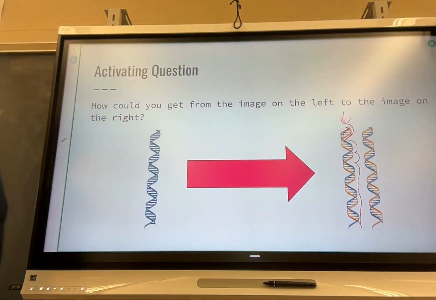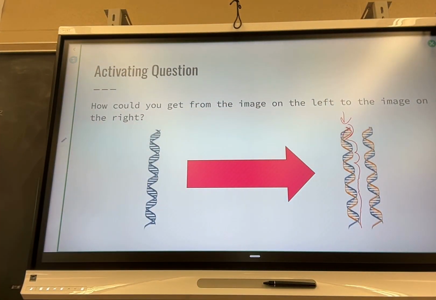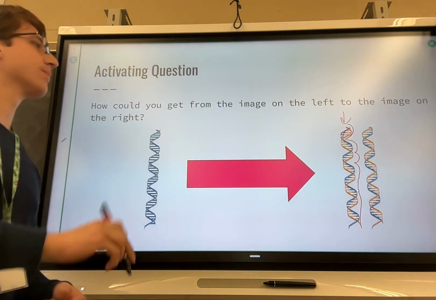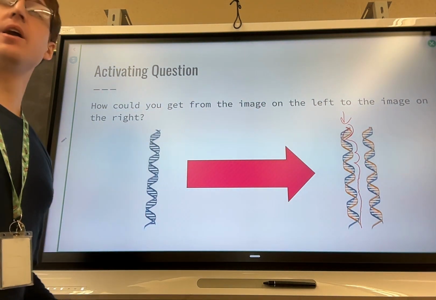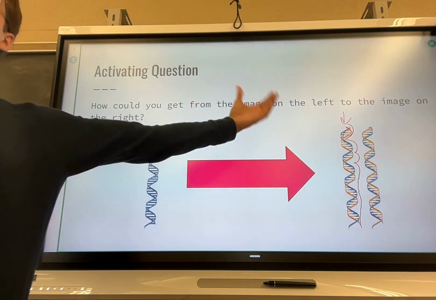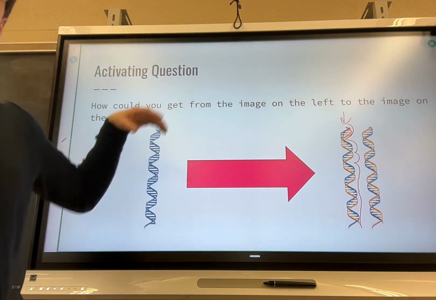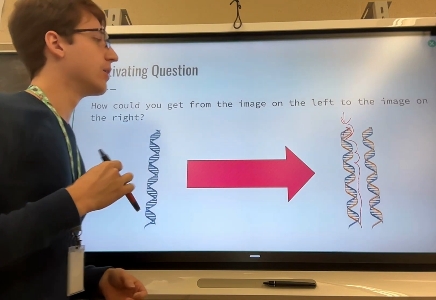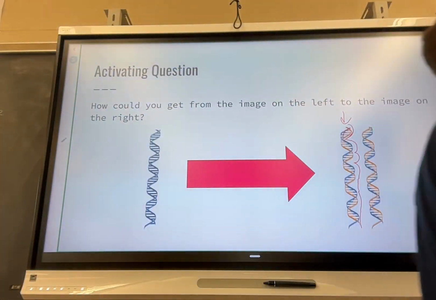So we could do mitosis. We're not doing photosynthesis here. Okay. Mitosis. Yes, this would happen in mitosis. It's the whole point of the lesson. So this is what we're going to be talking about today.